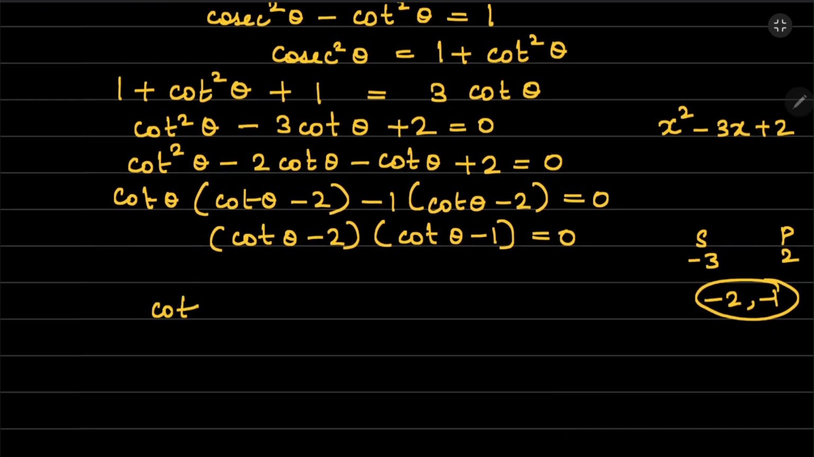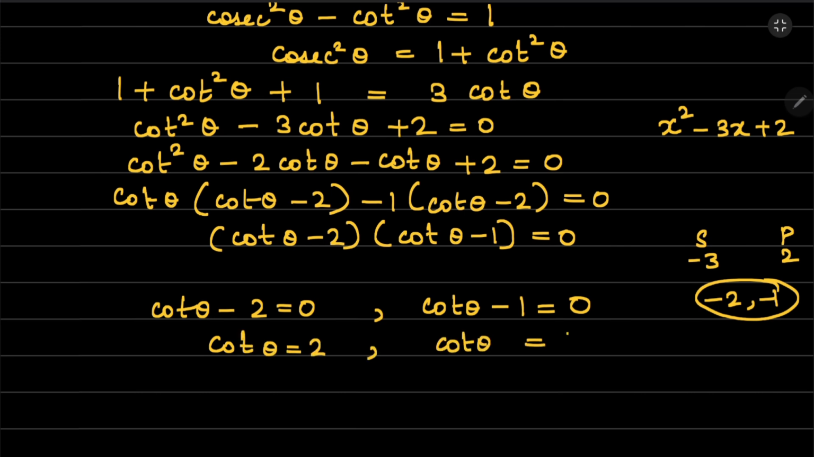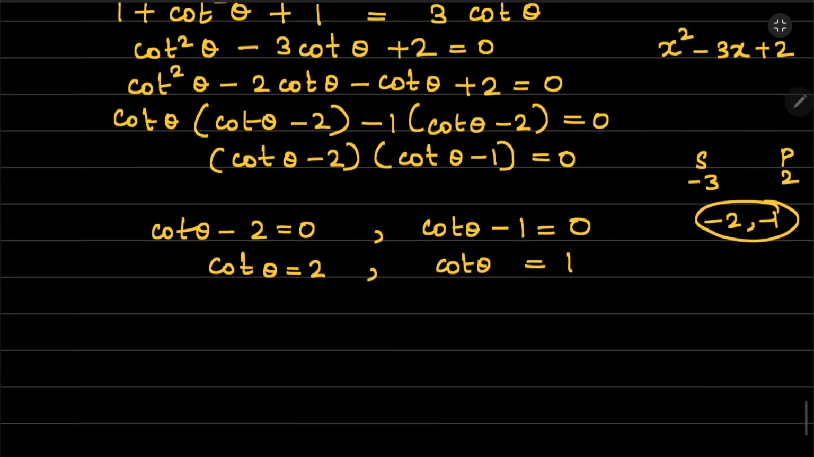So you have one is cot theta minus 2 equal to 0, and the other one is cot theta minus 1 equal to 0. So cot theta equal to 2, or you will write cot theta is equal to 1. Right? And what is cot theta? If you have to find tan theta, what will you do? So tan theta is equal to 1 by cot theta, isn't it? So 1 by 2, and the other one is tan theta equal to just 1.